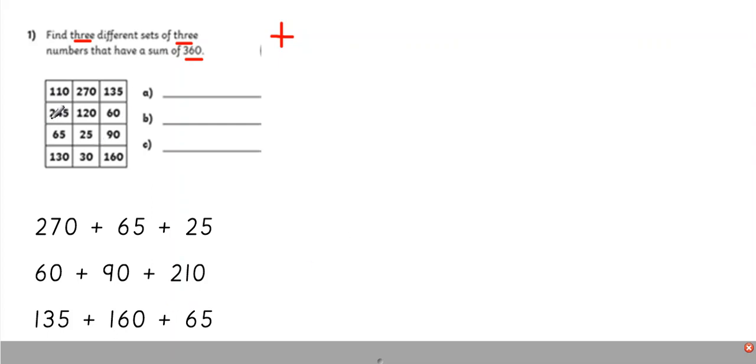Now, there may also be more options. So if you don't have these three, that doesn't mean you're incorrect. As long as your three numbers add up to 360, you've got that correct. Well done.